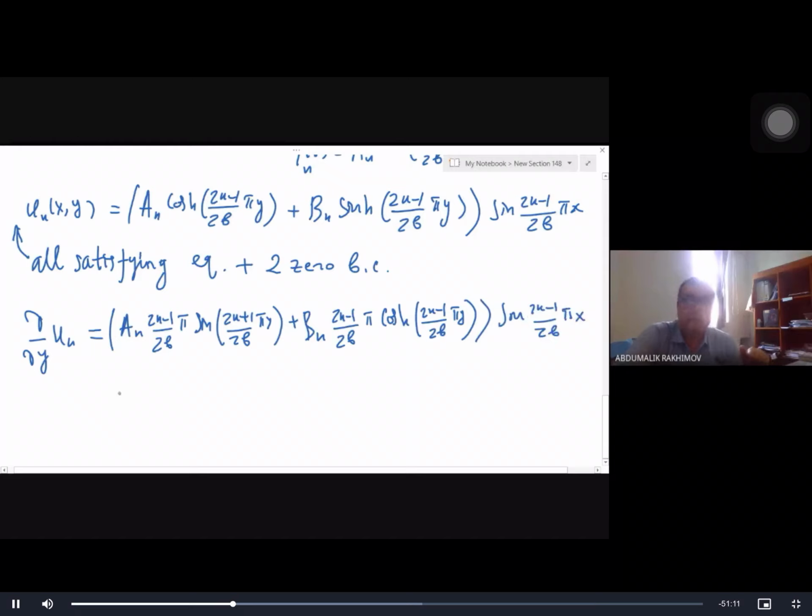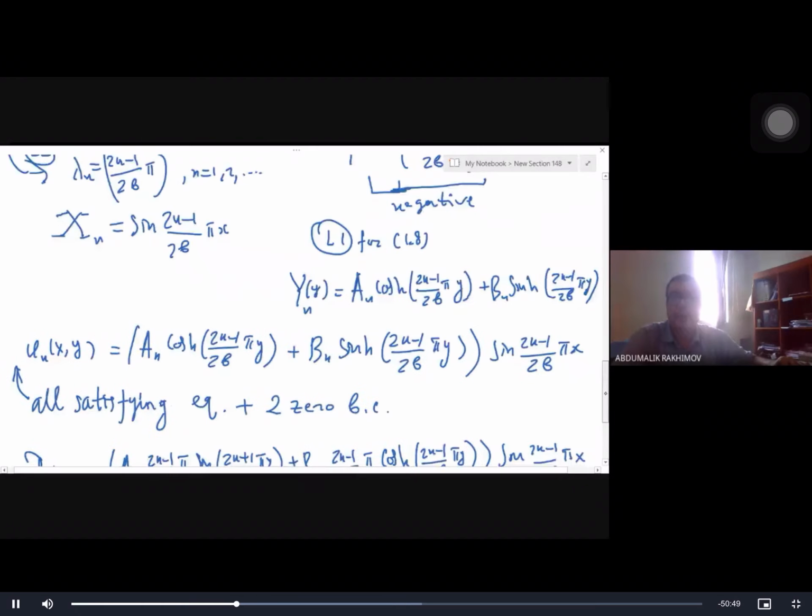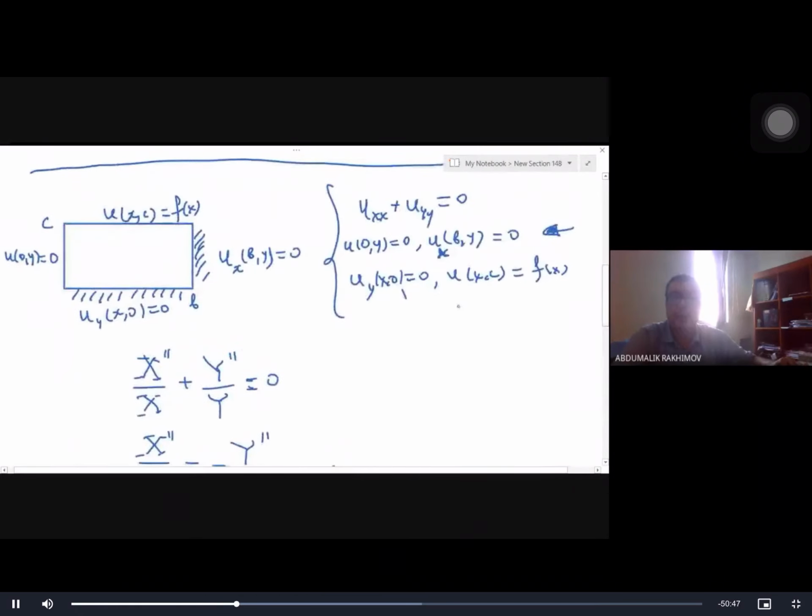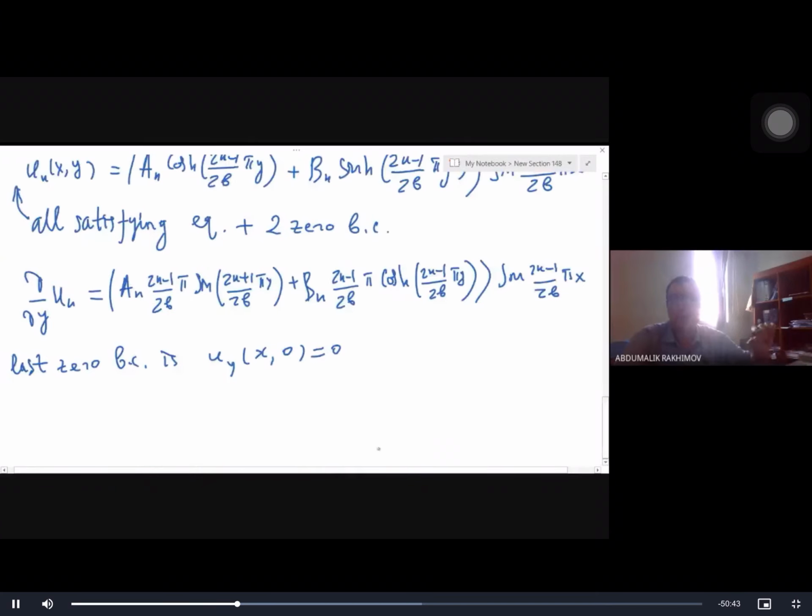So we have a condition. The last zero boundary condition is like this: u_y at x, 0 is equal to 0. Let's check. Yes, you can see here u_y(x,0) is equal to 0. Now we can apply this to u_n.